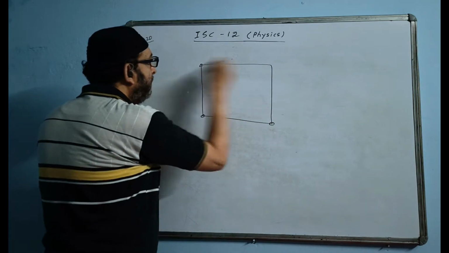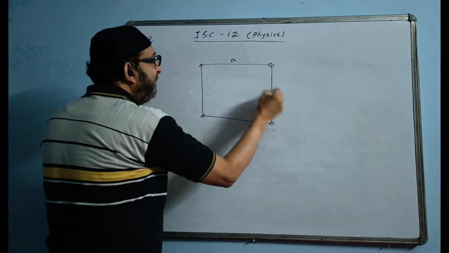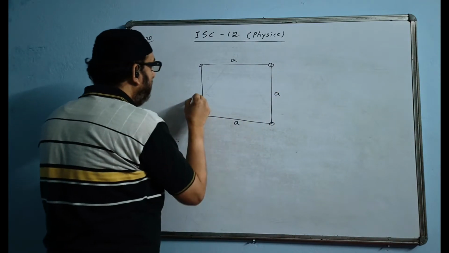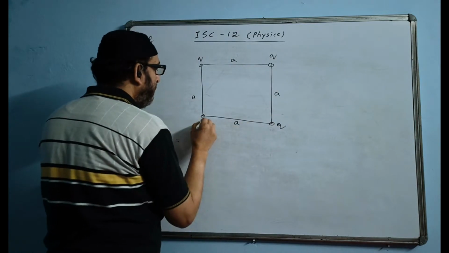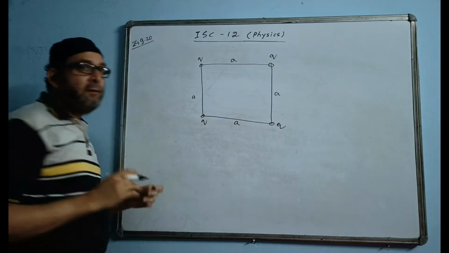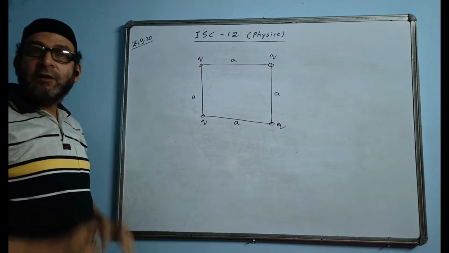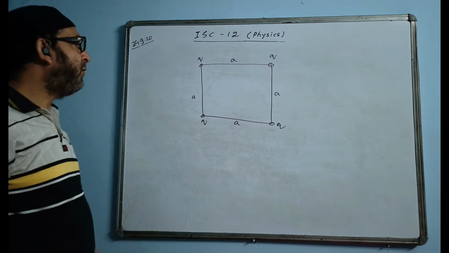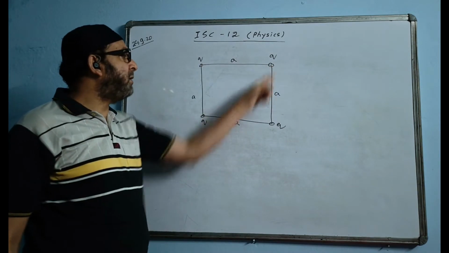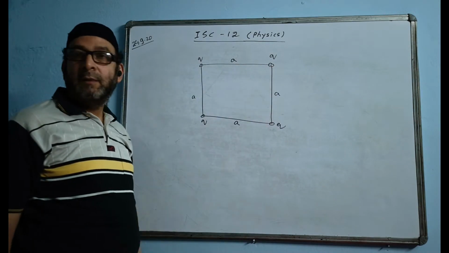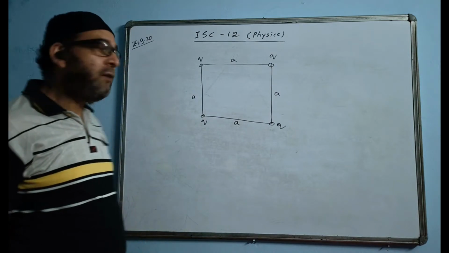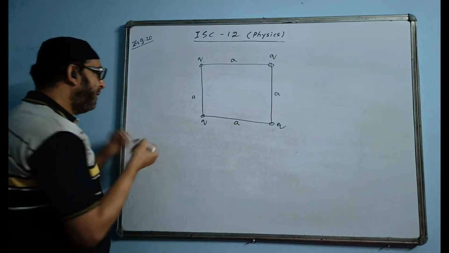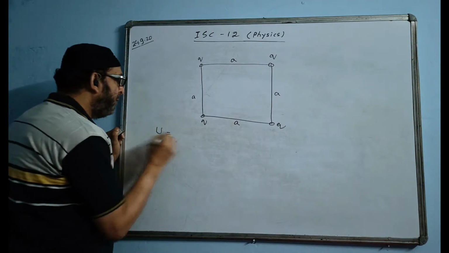There is a square having the side A. The charges are all equal, placed Q, Q, Q, and they are asking to find the electrostatic potential energy of the system of the charges shown in the diagram. Find the total electrostatic potential energy. That is the total U you have to find.